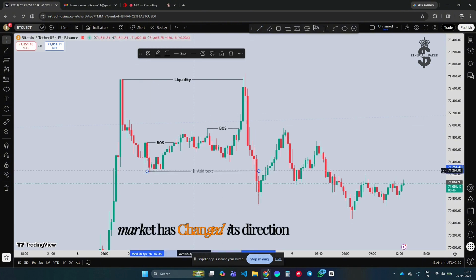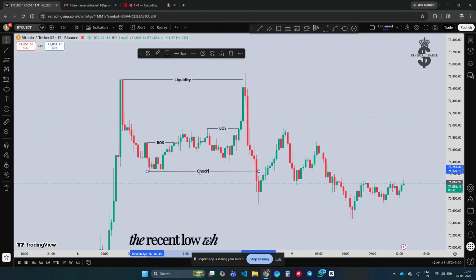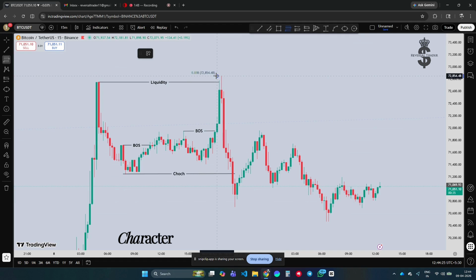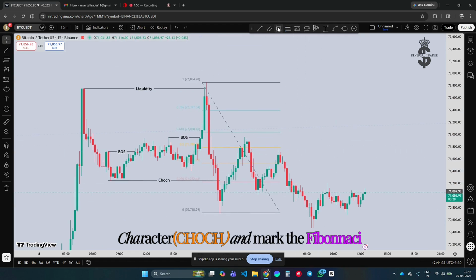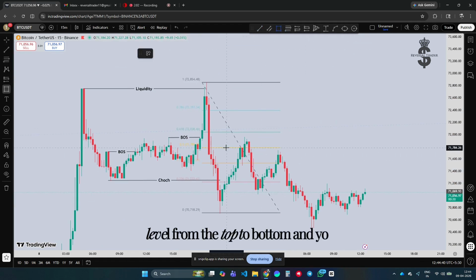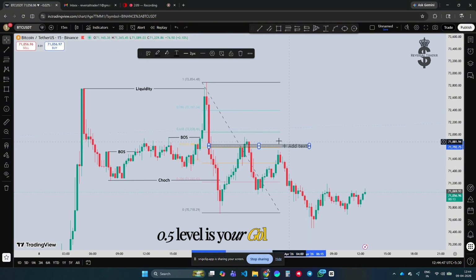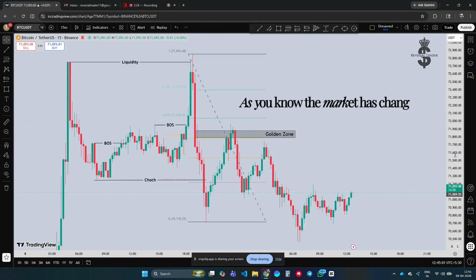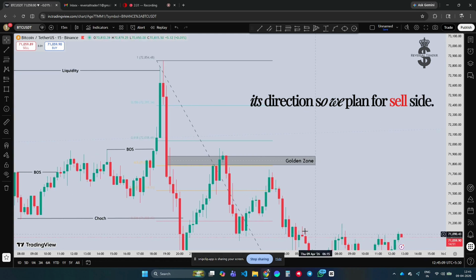Market has changed its direction by breaking the recent low, which we call change of character, CHoCH, and mark the Fibonacci level from the top to bottom, and your 0.5 level is your golden zone. As you know, the market has changed its direction, so we plan for sell side.